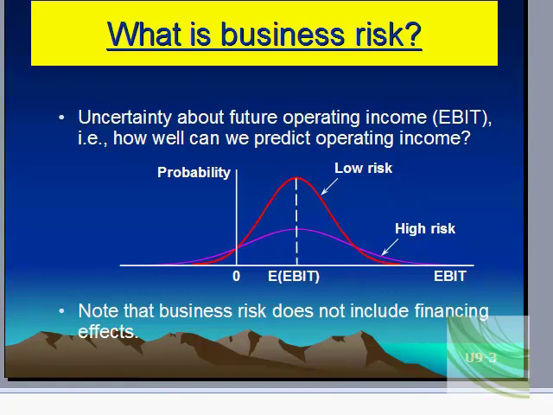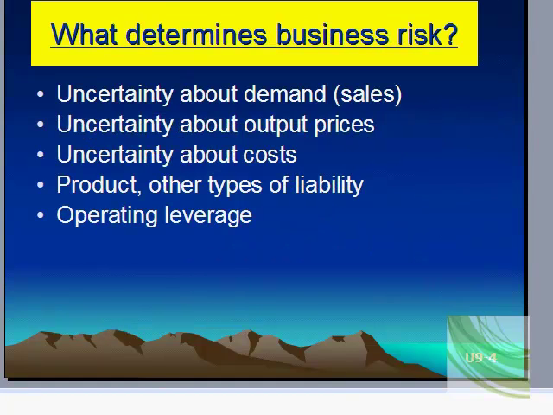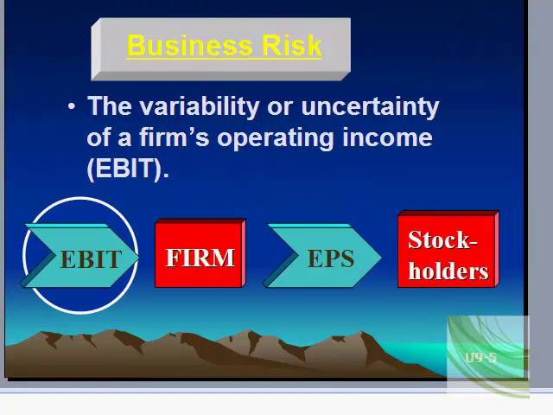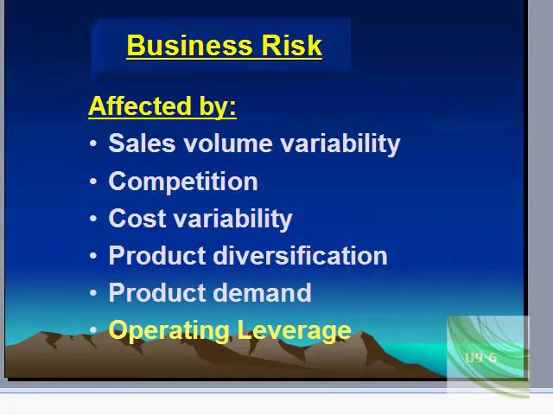So what is business risk? Business risk is exclusive to the business, inherent in the business without using any debt. So that does not include financing activities. Business risk is the risk of whether demand and sales will be high, input prices, output prices, costs, products, and operating leverage. It is exclusive to the firm and part of doing business. It depends on sales, competition, product demand, and operating leverage.